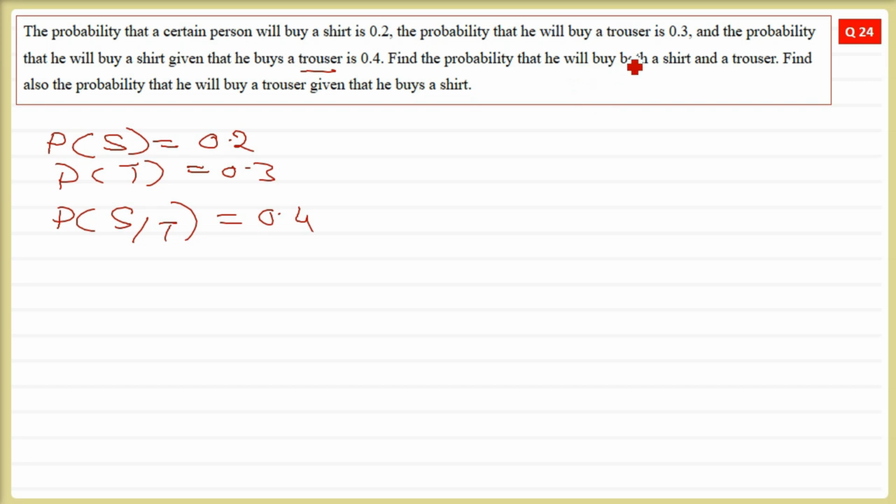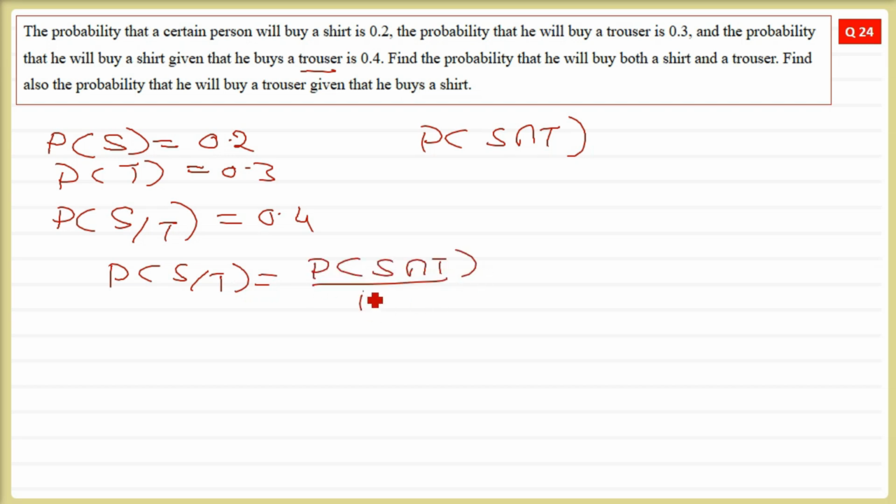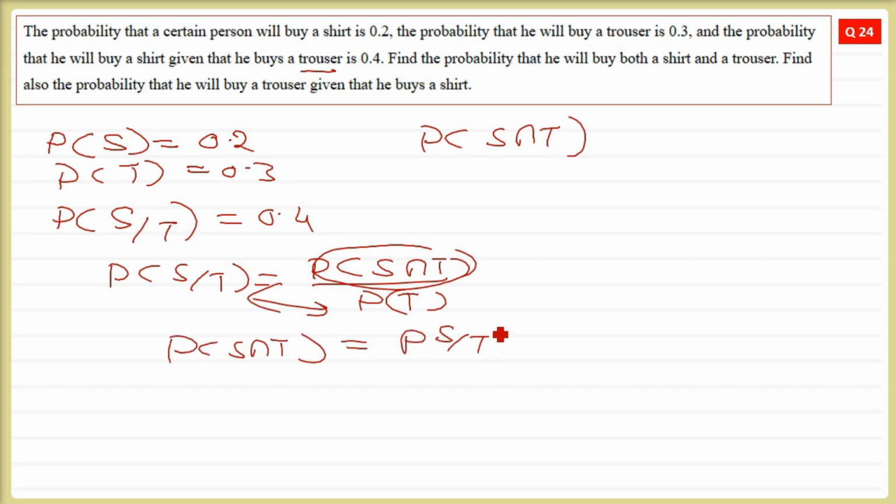What is the probability that he will buy both shirt and trouser? So P of S intersection T needs to be found out. This is the first part. Second part we are just going to take, but let's solve the first part. P of S given T is P of S intersection T divided by P of T. So this whole P of S intersection T will be P of S given T multiplied by P of T. We are just cross multiplying it. And now we have both the values. P of S given T is already given in the question, which is 0.4 and P of T is 0.3. So 0.4 into 0.3 is 0.12.